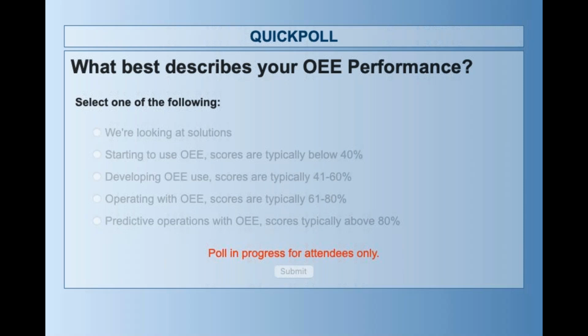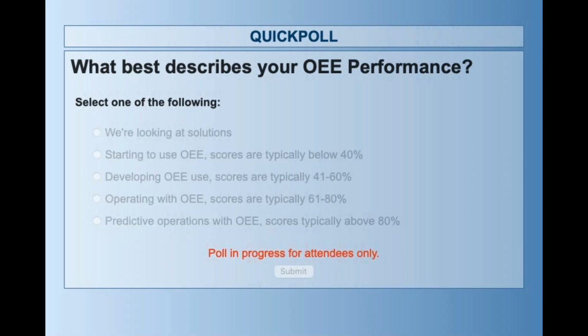Maybe you're looking at solutions. Maybe you're not using OEE, or you're starting to, which would typically mean your scores are going to be up to that 40%. Maybe you're developing its use. You've had it for a while, but you're getting better at it, and that's going to be that 41 to 60%. There are others in the operating stage, where we're looking at data, the production schedule, and the OEE scores daily. You're operating it, and that's going to be that 61 to 80%. And anybody with 80% or above is really starting to look at being more predictive in their operations.